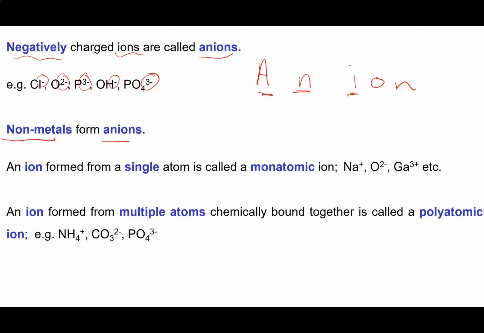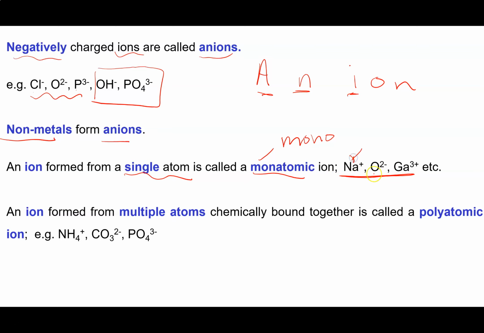So something that you might notice here is these at the end of my list, OH minus and PO4 3 minus, they aren't individual atoms, right? So we want to make something clear here. An ion formed from a single atom, like these first three here, is called a monatomic ion. Mono means just one atom ion. So all of these would be monatomic ions. This is a monatomic cation. This is a monatomic anion. This is a monatomic cation.